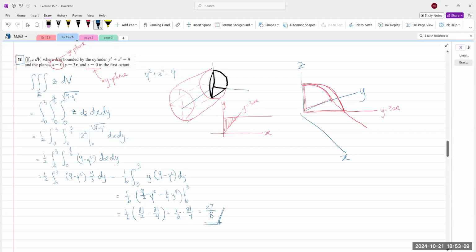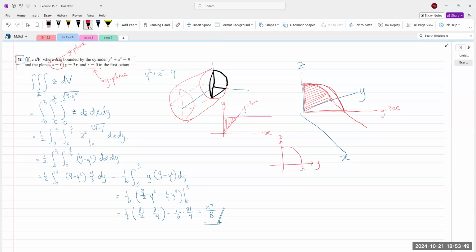Now, the other method I want to teach you is the following. If you take a look at this graph here, and you take a look at the shadow of the solid on the YZ plane, it's basically a quarter circle with radius 3. It goes in the x direction with equation y equals 3x.